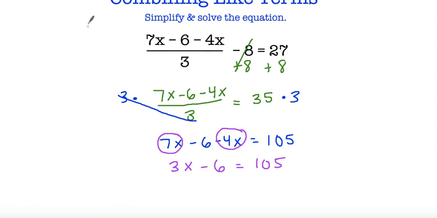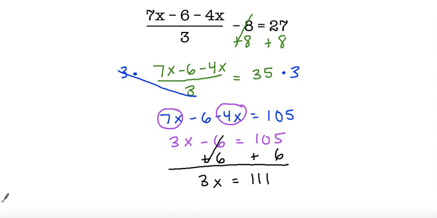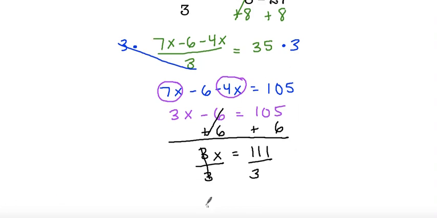So now here, all I would have to do is solve. So I have 3x minus 6. So if I want to get the x by itself, I could add 6 on both sides first. And now I'm left with 3x is equal to 105 plus 6. So 105 plus 6 is 111. And now in order to get the x by itself, we would have to divide both sides by 3. And 111 divided by 3 is 37. So x is equal to 37.